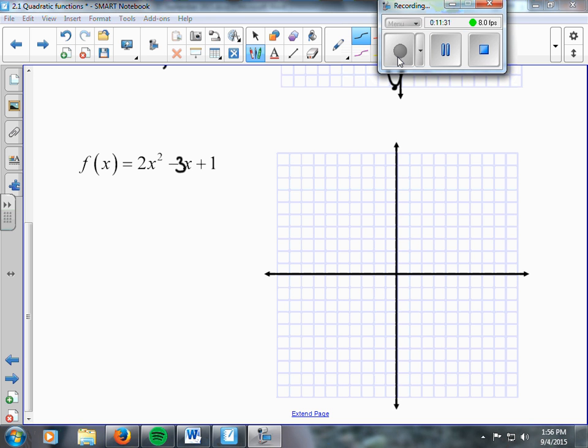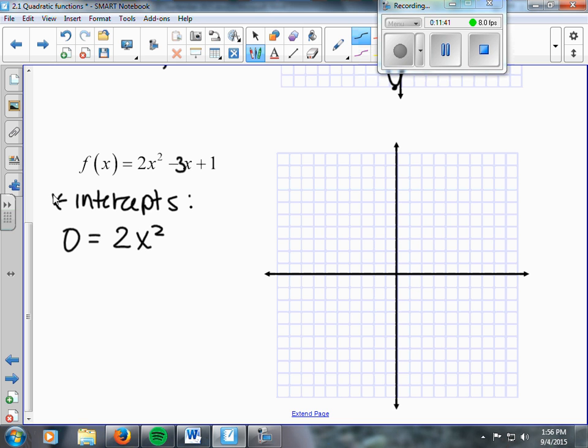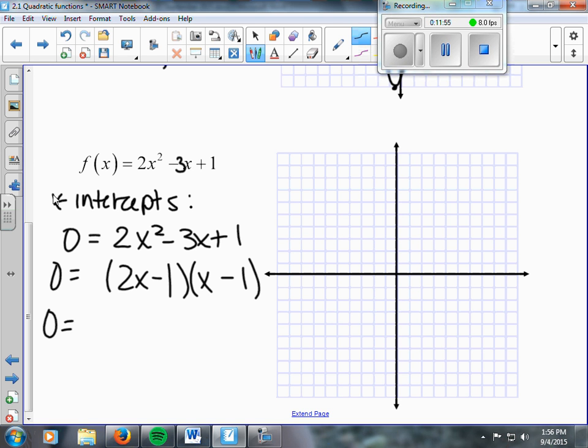So I'm going to find the x-intercepts of this. X-intercepts, something we've done before. That means that the y value is 0. And so I'm setting 0 equal to 2x squared minus 3x plus 1. I changed this for a very good reason. Now I factor nicely as (2x minus 1)(x minus 1). Now I can use the zero product property and set both of these things equal to 0.